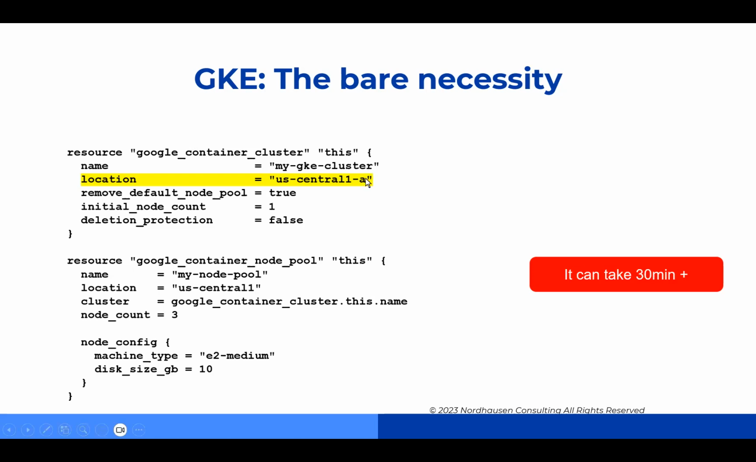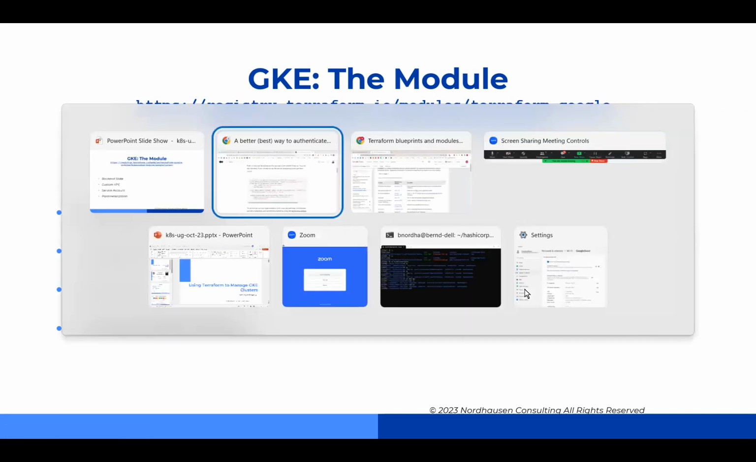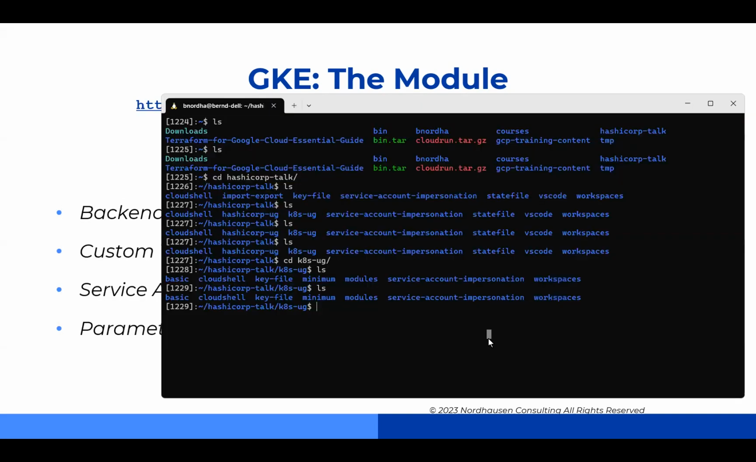And so here, you don't specify whether you want a zonal or a regional cluster. If you want a zonal cluster, you just specify the location as a zone. If you leave the -a off, that is a region, and it will create a regional cluster. So that's the bare necessity, but what I would recommend is using modules. This module is one of the most popular modules on the Terraform registry, and it's maintained by Google.